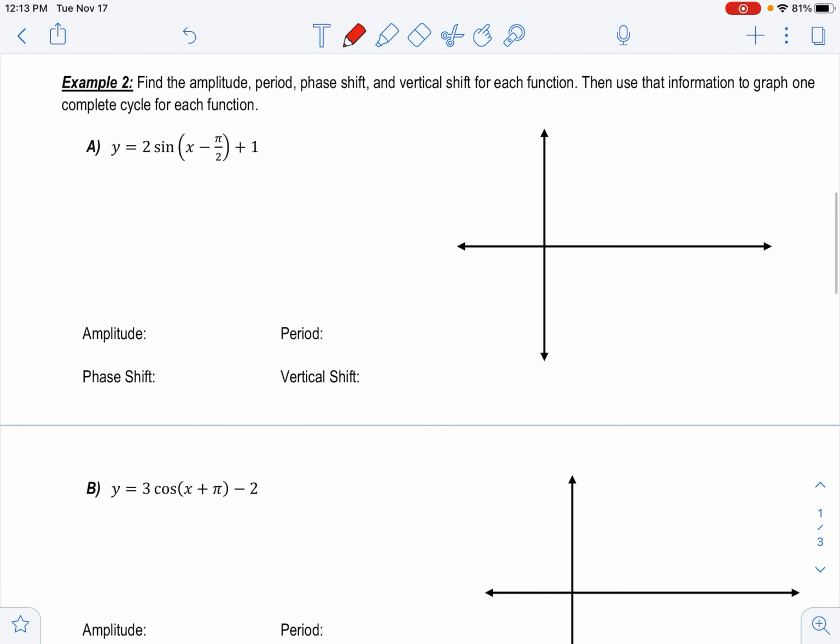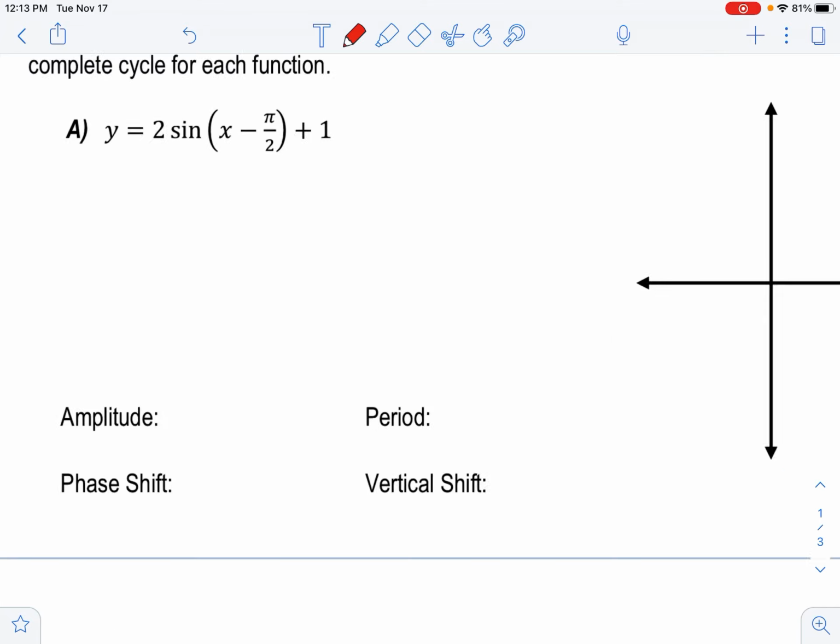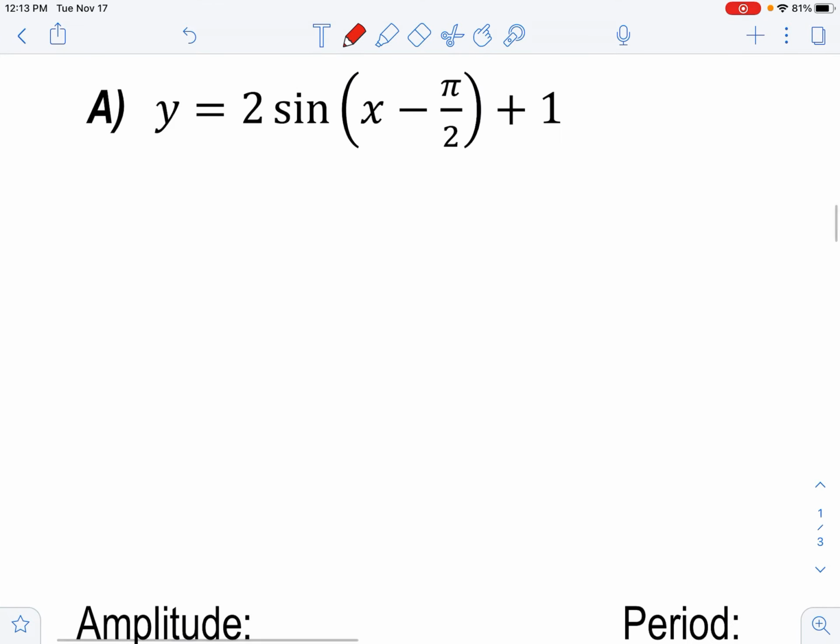Okay? All right, so now let's graph these with some transformations. So all of these examples here are the direction. Find the amplitude, the period, the phase shift, the vertical shift for each function. Then use that information to graph one complete cycle for each function. Okay, so I'm going to start by finding this information.